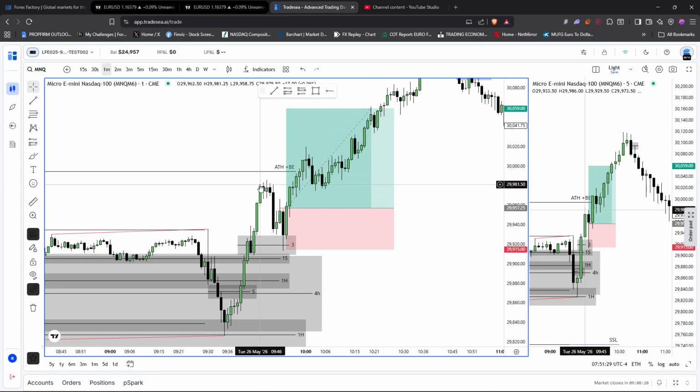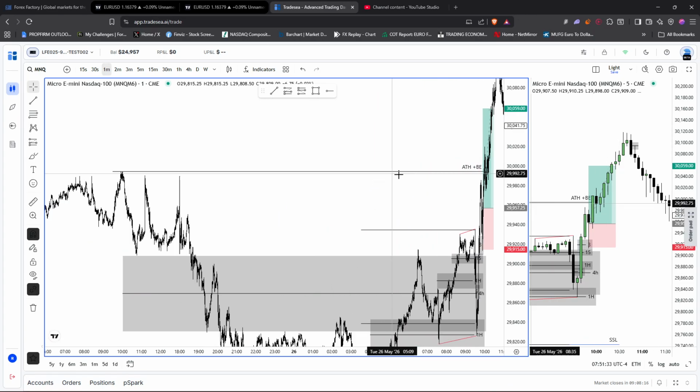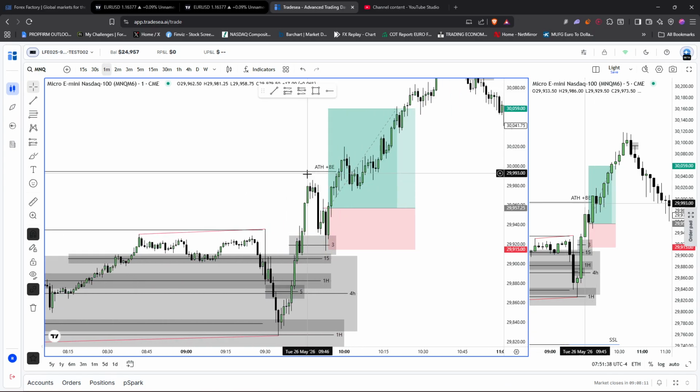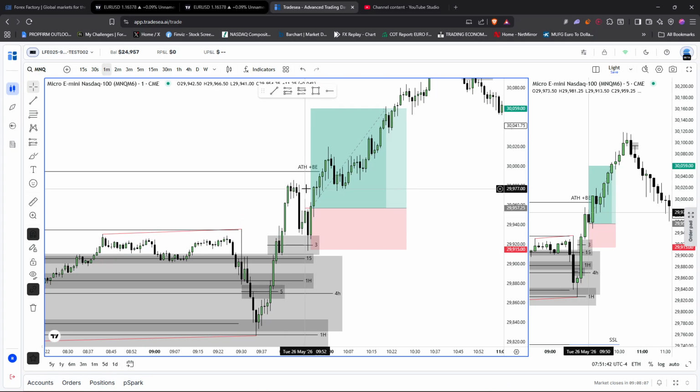So the market came here before the macro open. You see 948 49, it was very close to the all-time high. This is the all-time high, yesterday's body. So it started edging the all-time high, and at this point two scenarios could have played out.